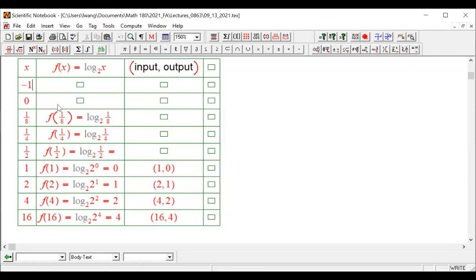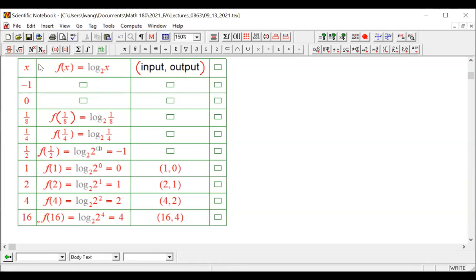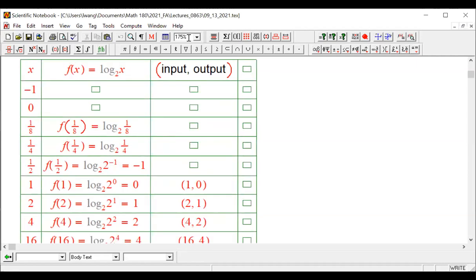For the 1/2, would it be -1? Yes. Good job. Yes, because 2 to the power -1 is half, right? So 2 to the power -1 is very useful, isn't it? Wonderful. Aren't you proud of yourself? You figured that out? Give yourself a pat on the back.